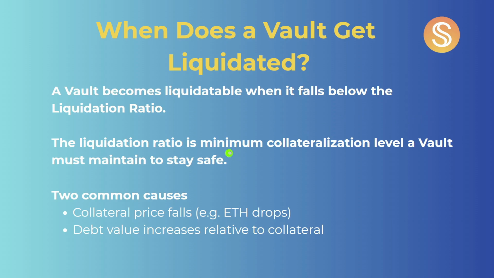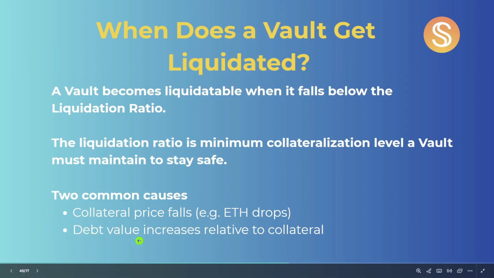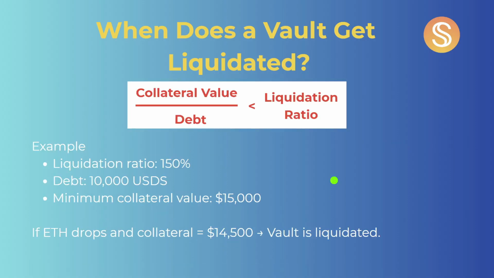When does a vault get liquidated? A vault becomes liquidatable when it falls below the liquidation ratio. The liquidation ratio is the minimum collateralization level a vault must maintain to stay safe. There are two common causes that cause the liquidation to be triggered: if the collateral price falls, for example, it drops in value, or if the debt value increases relative to the collateral, so we basically mint too many tokens.